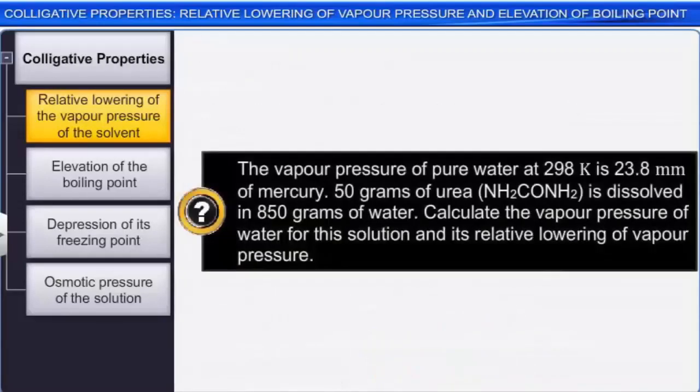Let us now solve a numerical on relative lowering in vapor pressure. The vapor pressure of pure water at 298 Kelvin is 23.8 mm of mercury. 50 grams of urea, NH2CONH2, is dissolved in 850 grams of water. Calculate the vapor pressure of water for this solution and its relative lowering.